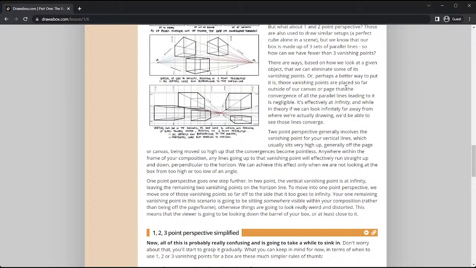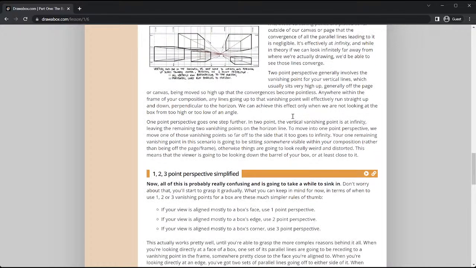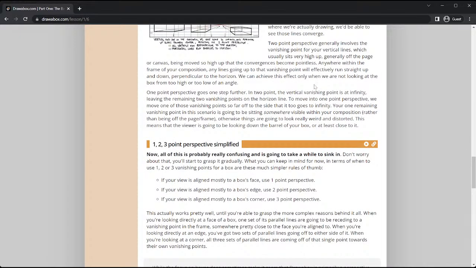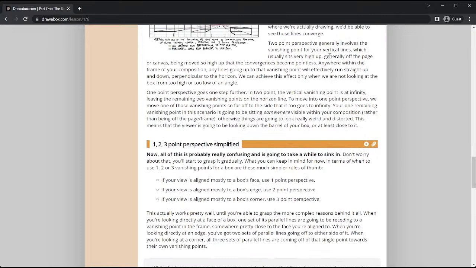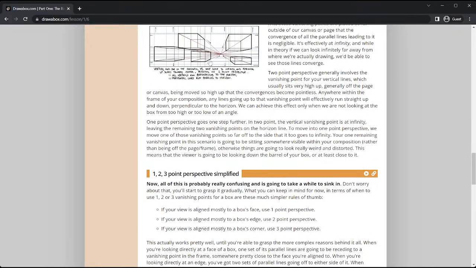There are ways, based on how we look at a given object, that we can eliminate some of its vanishing points. Or a better way to put it is that they are infinitely far away. Sorry, I'm summarizing some of this. 2 point perspective generally involves the vanishing point for your vertical lines, and the others converge on the horizon, because we look out straight. We don't usually look up or down.